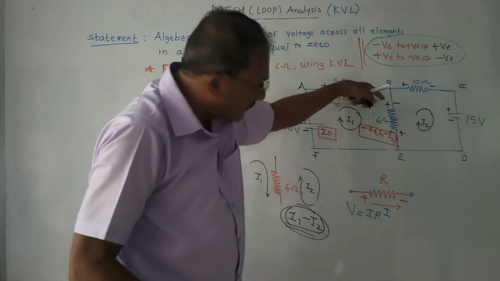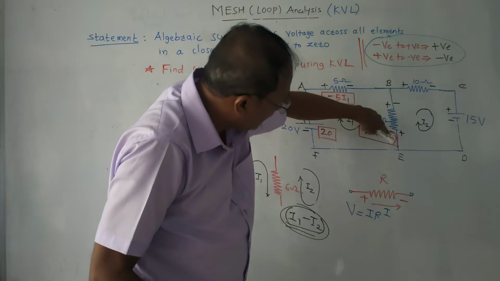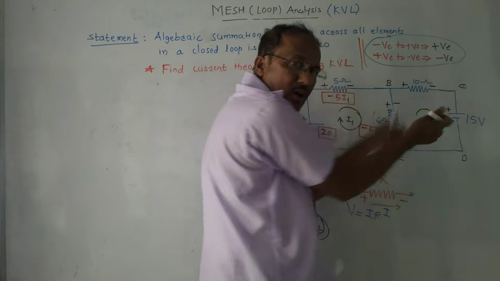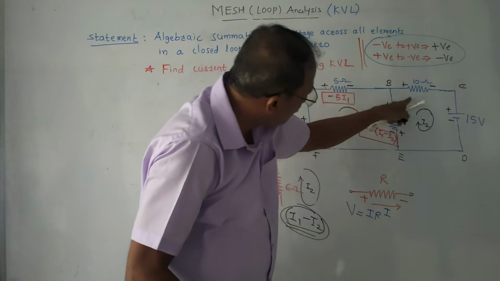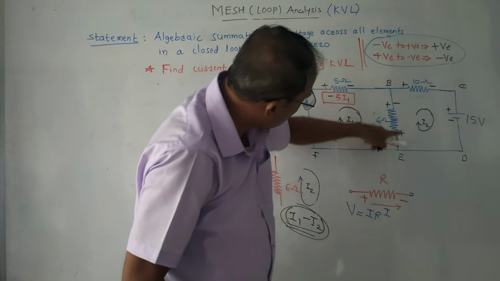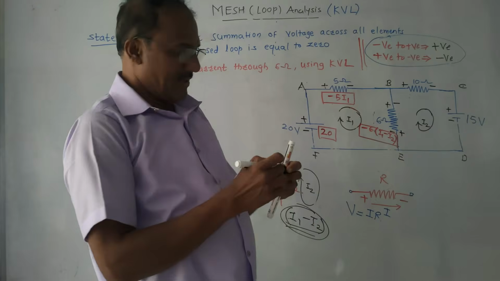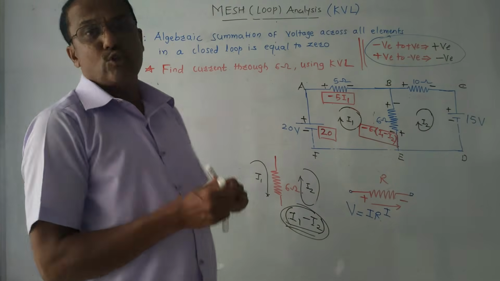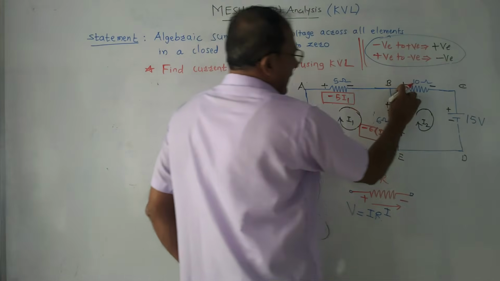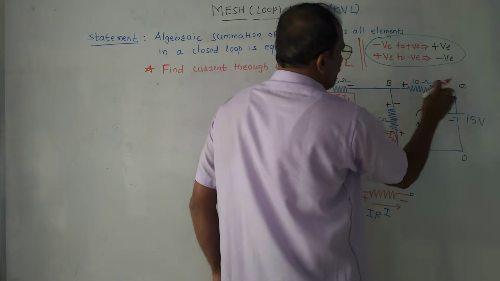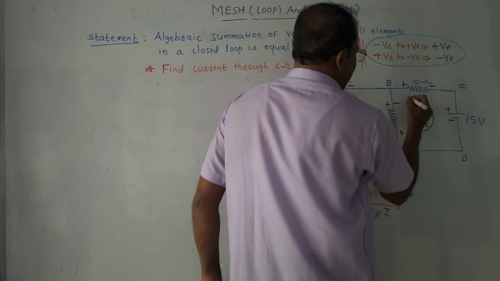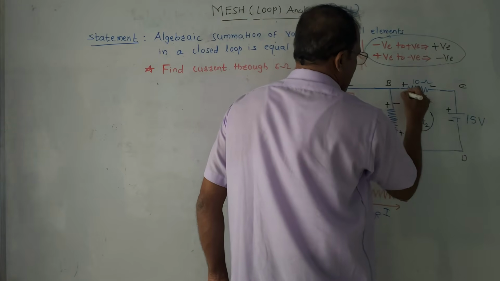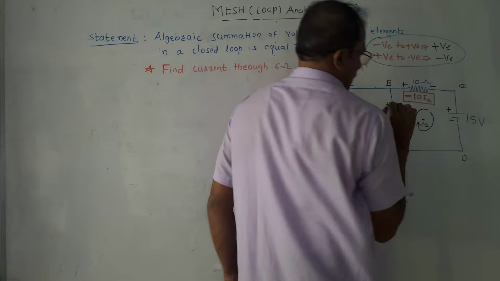Don't get confused. In the first loop, I marked plus minus according to I1. Now I am in the second loop, so I need to consider the direction of I2 and mark the polarity accordingly. I2 is flowing in the upward direction, so I have written plus minus. Next, like loop 1, I need to write the values of voltage drop in the diagram itself. For 10 ohm, I am moving from plus to minus, so give a minus sign. The value of resistance is 10 and the current is I2, so its voltage drop is minus 10 I2.